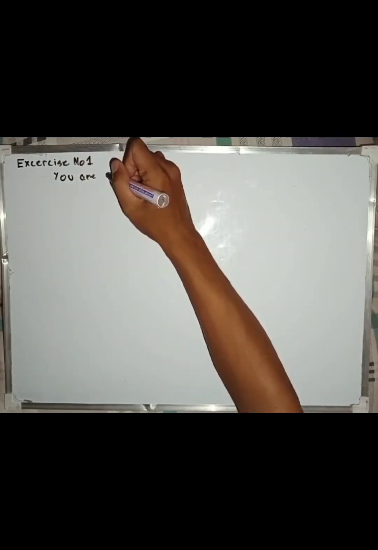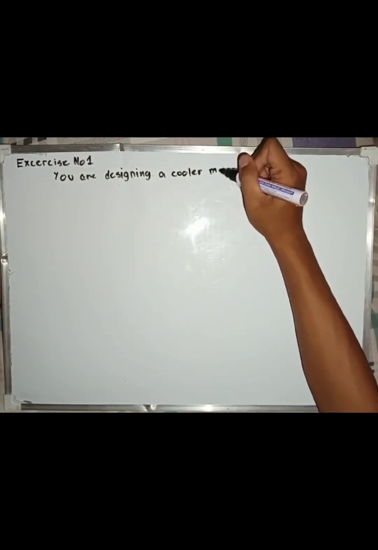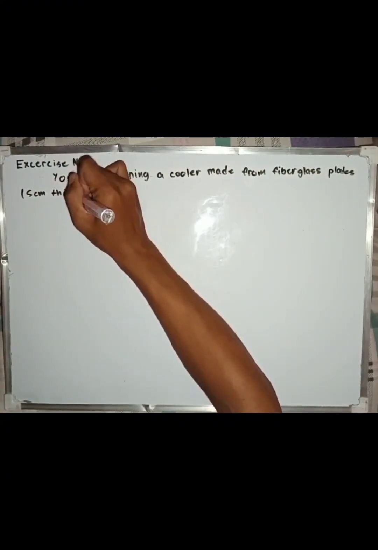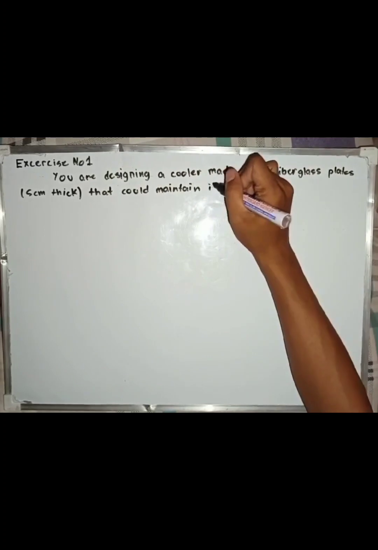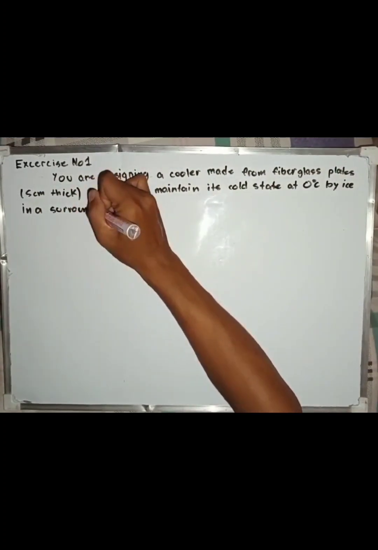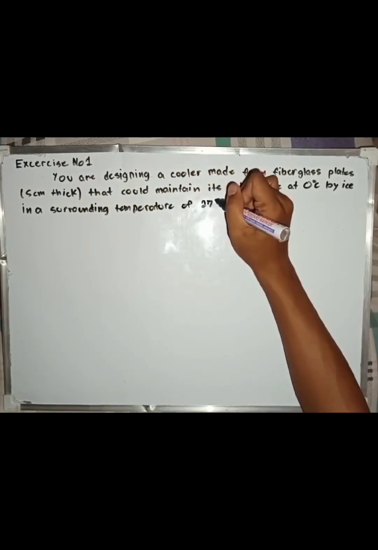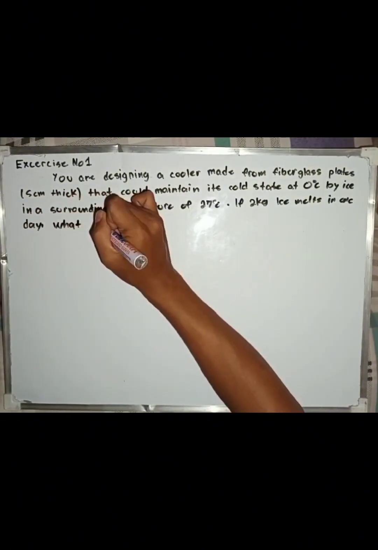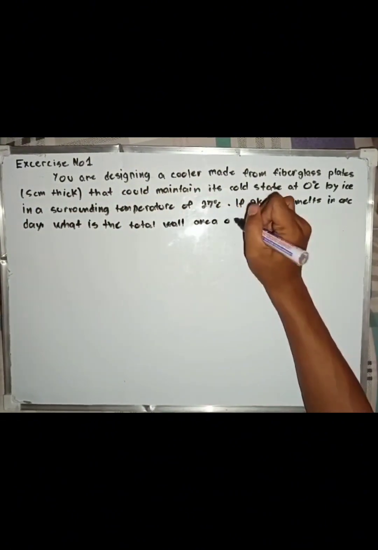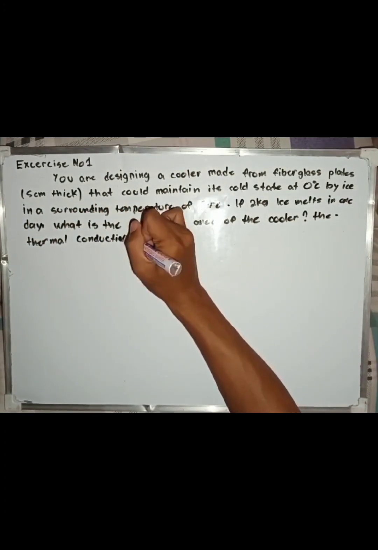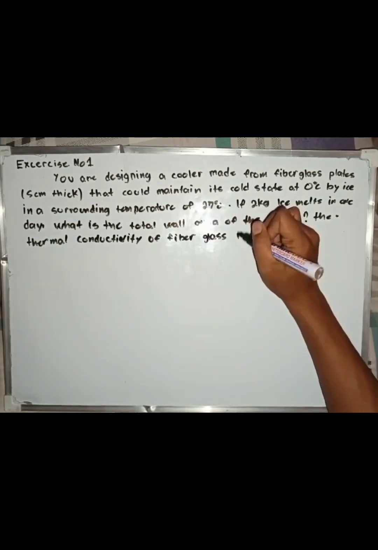Suppose you are designing a cooler made from fiberglass plates 5 cm thick that could maintain its cold state at 0 degrees Celsius by ice in a surrounding temperature of 27 degrees Celsius. If 2 kg of ice melts in one day, what is the total wall area of the cooler? The thermal conductivity of fiberglass is 0.04 watts per meter degree Celsius.